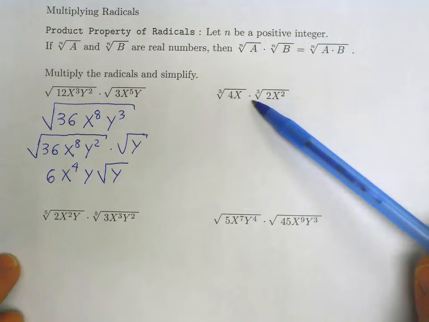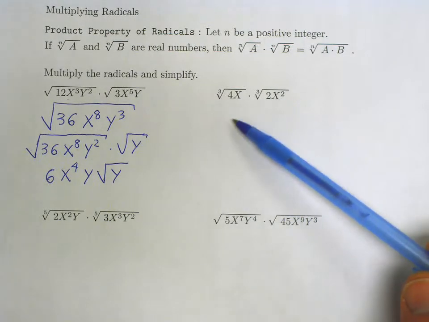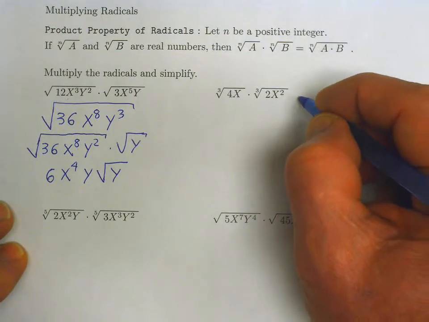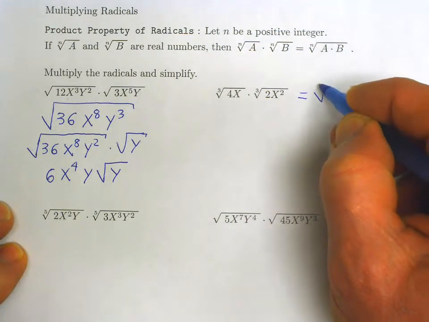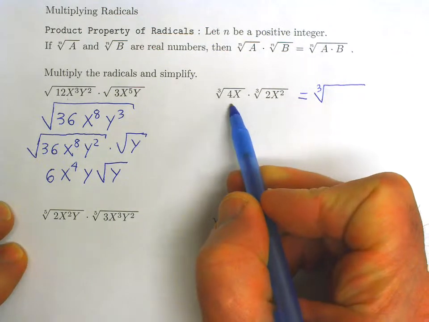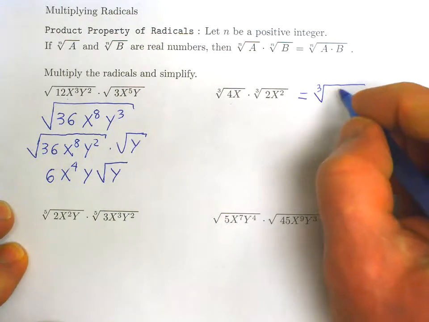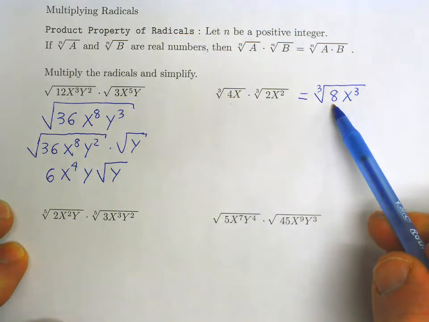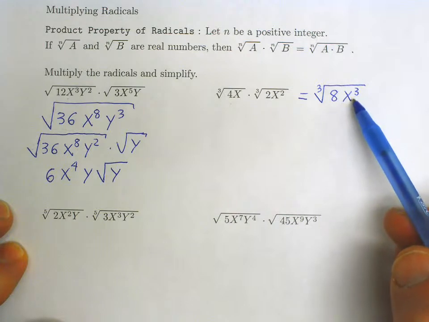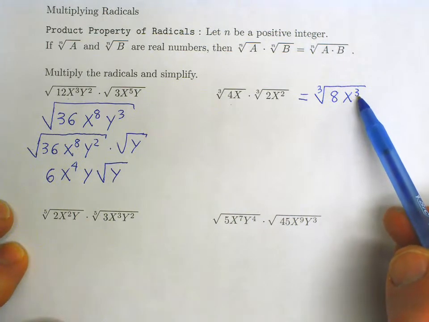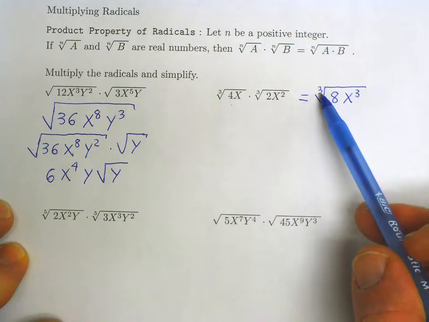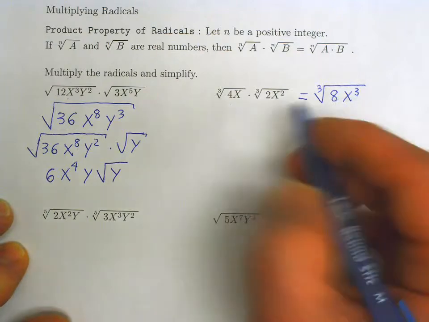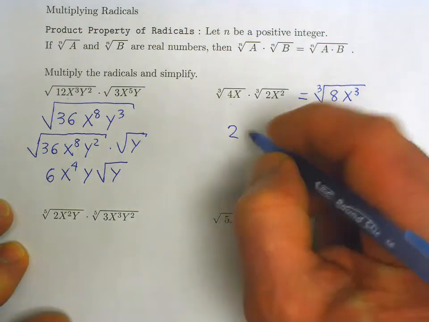The next product involves cubed roots. The cubed root of 4x times the cubed root of 2x to the second. So we'll write it as a single cubed root and multiply the radicands. 4x times 2x to the second is 8x to the third. And note that 8 is a perfect cube, and so is x to the third. x to the third is a perfect cube because the exponent 3 is a multiple of the index 3. So in the next step, we can write the completely simplified term. The cubed root of 8 is 2. The cubed root of x to the third is x.